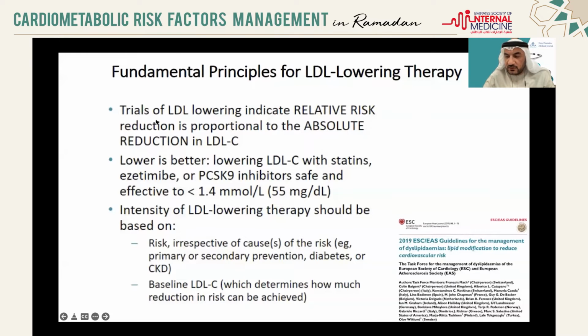But unfortunately, patients are not adherent to the medication, or they are not getting enough information from the doctor. So one of the things we should do, whether in Ramadan or not, is to educate our patients, as Dr. Hassanian said, about the importance of this medication, especially if the patient already had an event. Somebody had a stroke, a heart attack, peripheral disease, or very high risk diabetes. This patient should really understand the importance of lowering their LDL, because that contributes significantly to their outcome.